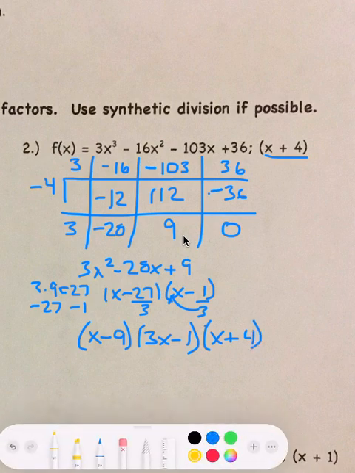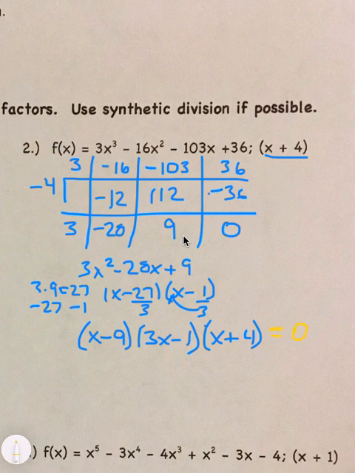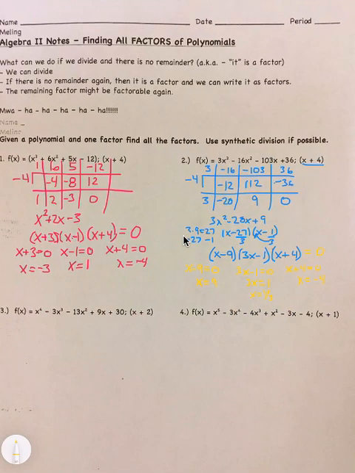And now we're going to set it equal to 0 to solve. So when x minus 9 equals 0, we get x equal to 9. When 3x minus 1 is equal to 0, we get 3x equals 1, or x equals 1/3. And then when x plus 4 equals 0, we get x equals -4. So those are our three zeros: 9, 1/3, and -4. And our factors are x minus 9, 3x minus 1, and x plus 4.